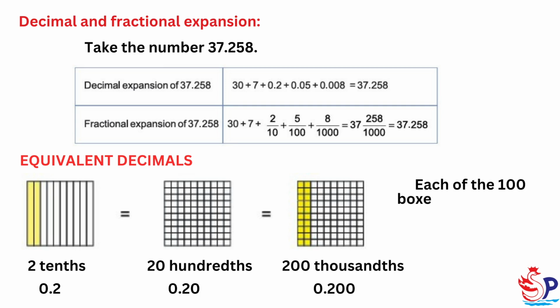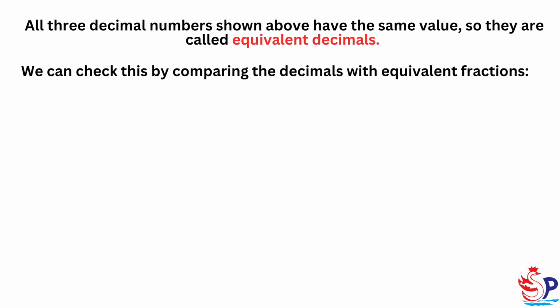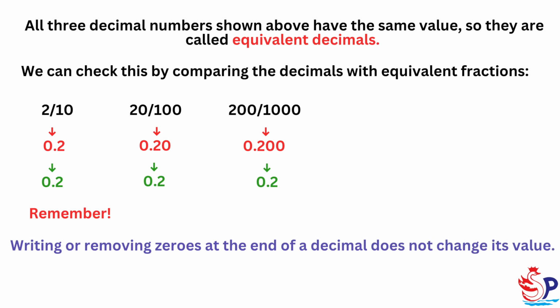Equivalent decimals. 2/10, 0.2, 20/100, 0.20, 200/1000, 0.200. Each of the 100 boxes in this grid is further divided into 10 boxes. All three decimal numbers shown above have the same value, so they are called equivalent decimals. We can check this by comparing the decimals with equivalent fractions. 2/10 equals 0.2, 20/100 equals 0.20 equals 0.2, 200/1000 equals 0.200 equals 0.2. Remember, writing or removing zeros at the end of a decimal does not change its value.